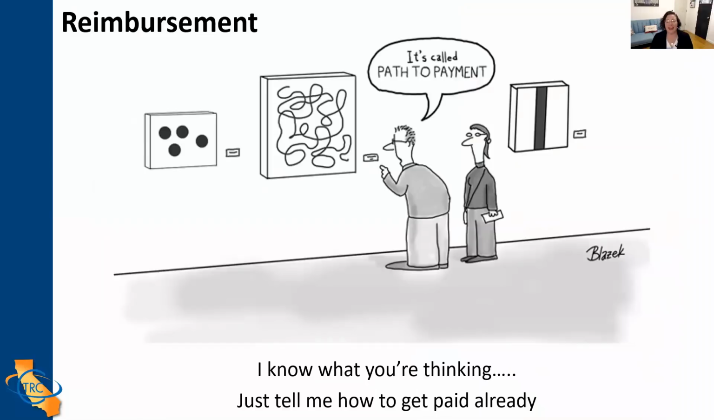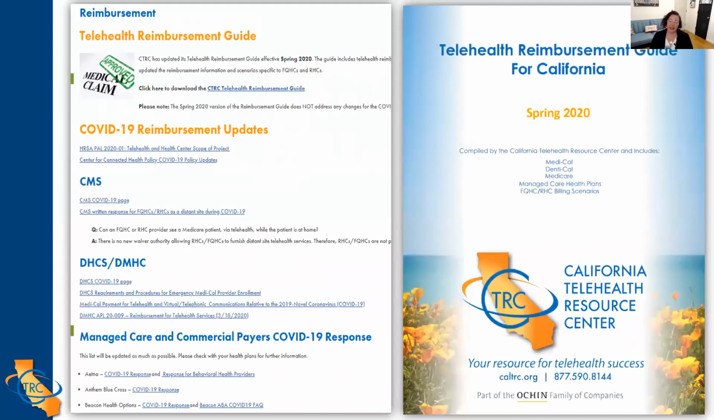Oh, reimbursement. So I'm sure throughout this whole presentation, you're all thinking, oh my gosh, just tell me how to get paid. So unfortunately, this presentation isn't going to go too far into depth into reimbursement. What I will say is that the California Telehealth Resource Center does maintain a telehealth reimbursement guide. It is maintained twice a year at least, depending on how many policy updates happen throughout the year. Last revision was the spring of 2020. Now, this reimbursement guide does not cover COVID-19 policy changes because things are changing daily, sometimes hourly, and it would be impossible to continue to update the guide.